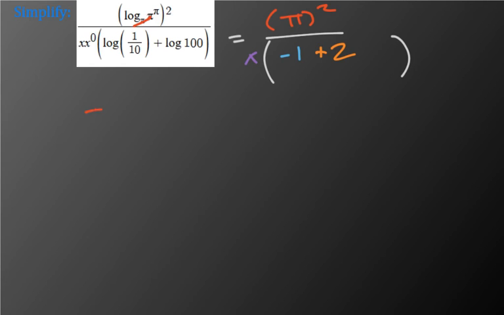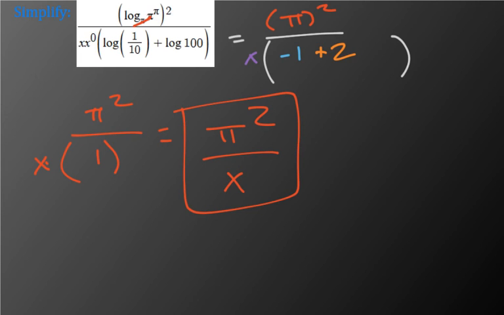So now you've got pi squared over x times 2 minus 1 is 1. So this whole messy looking thing just simplifies to pi squared over x. Definitely need to know how to simplify logs. I don't want you to go into your calculator to know that log of 100 is 2. 10 squared is 100, which is why log of 100 is 2. Definitely an important part to understand is how to simplify logs. We need you to be able to do that kind of stuff nice and efficiently.